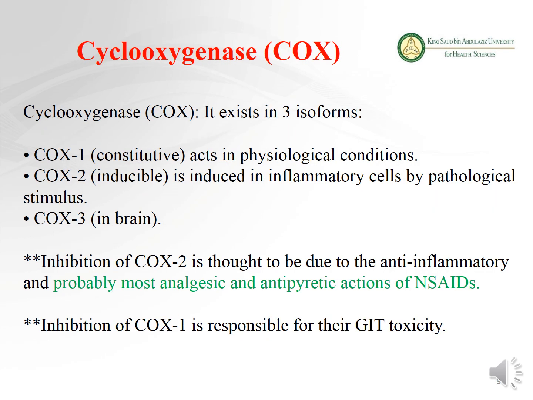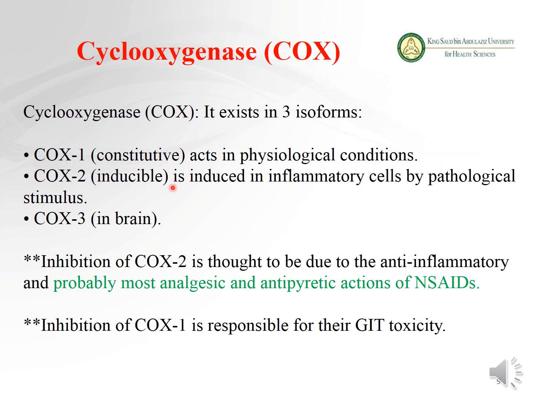So cyclooxygenase, as we have discussed, has three isoforms. COX-1 is constitutive, acts in physiological condition, and it is important for the GIT protection and platelet aggregation. So if you are stopping this COX-1 enzyme, you are stopping the GIT protection, which will lead to ulcer, and it will inhibit the platelet aggregation, which will lead to bleeding.